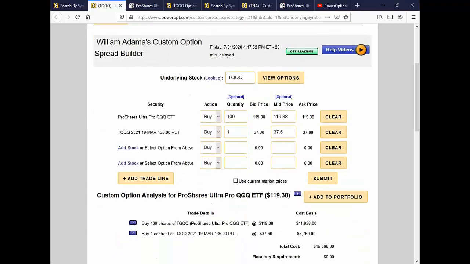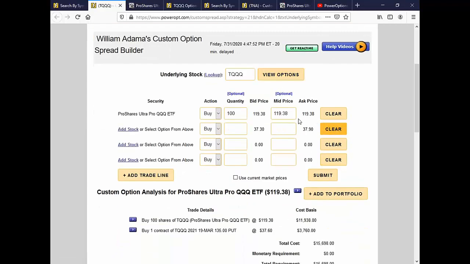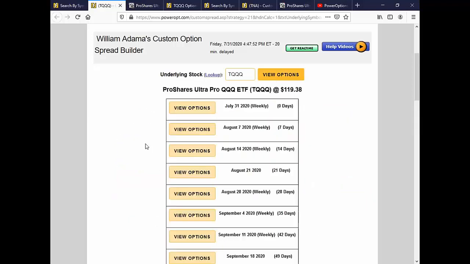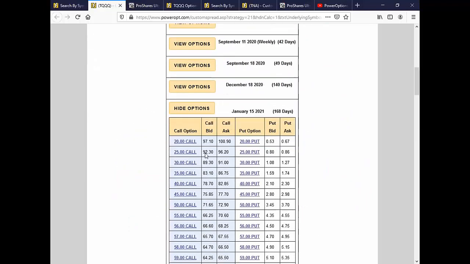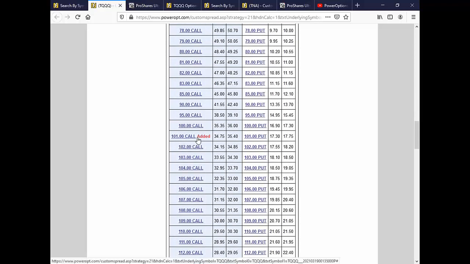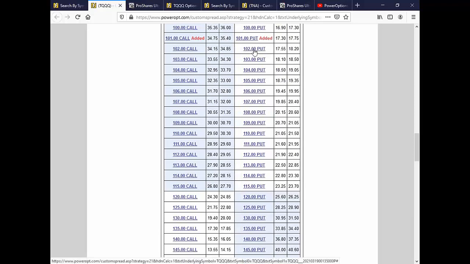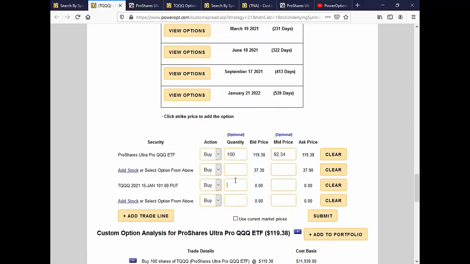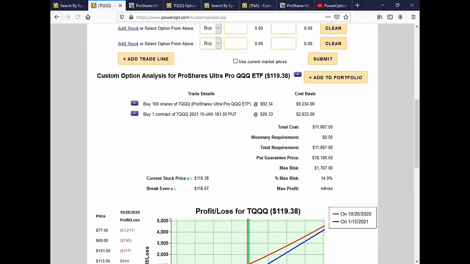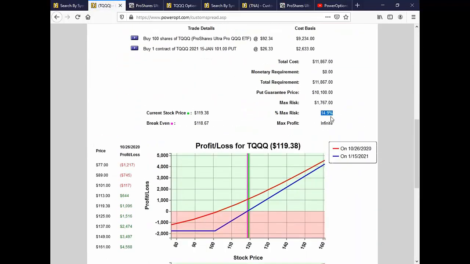Perfect. So now that we're at 119, I was looking at the January puts. We were talking about the 101. Let's try the 101 first, and let's add the put instead of the call, because that would look really weird. At 26.33 for the 101 strike. Submit that. So there we go, 14.9% risk on the position. Okay, three times ETF, Ultra Pro QQQ.